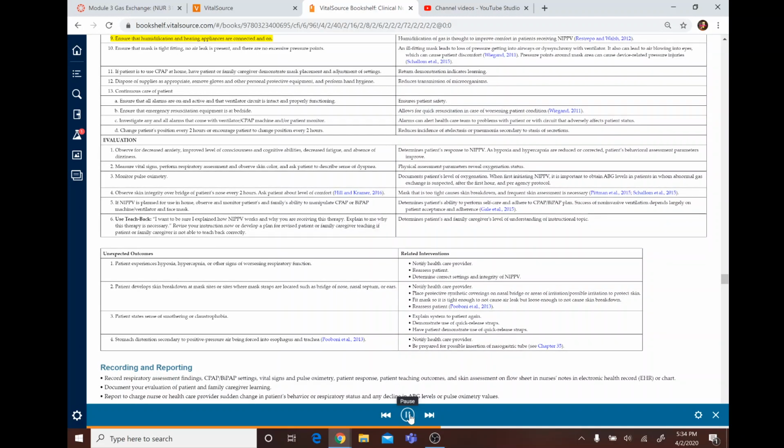9. Ensure that humidification and heating appliances are connected and on. Humidification of gas is thought to improve comfort in patients receiving NP. Restrepo and Walsh, 2012.